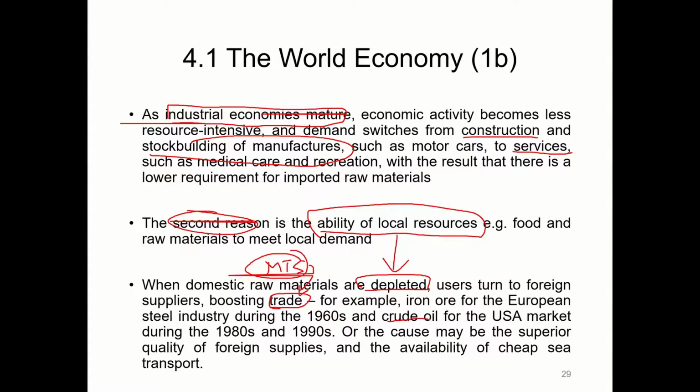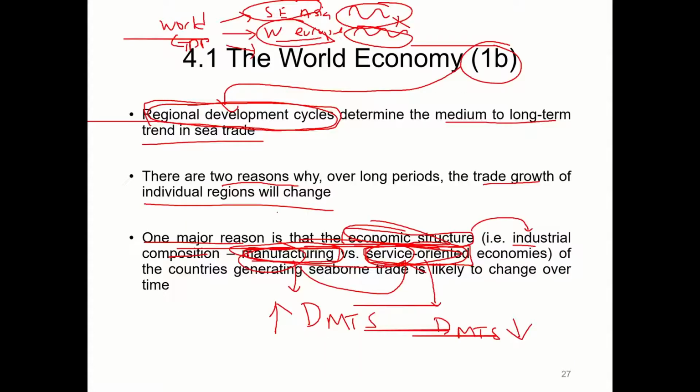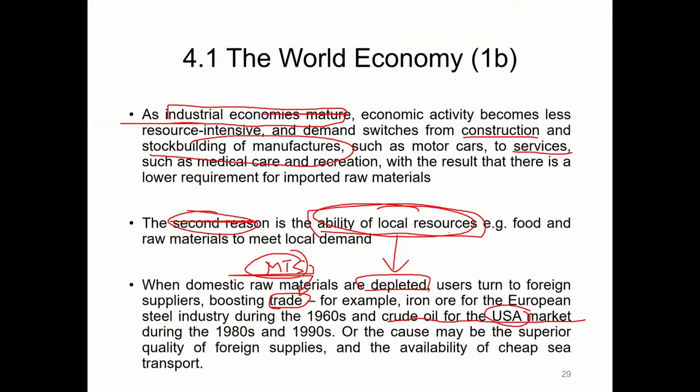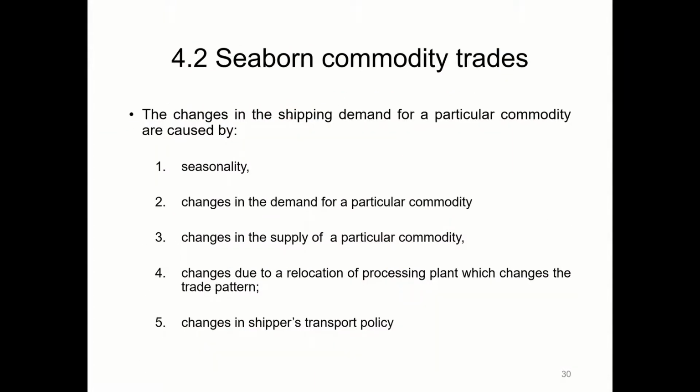And the same applies for the crude oil trade in the US market. Previously, the US had a lot of oil reserves, but right now they are beginning to import oil from other countries. And this also drives the demand for maritime transport services. So these are the two factors: the ability of local resources to meet local demand, and the economic structure, whether it is primarily manufacturing-oriented or service-oriented. And that completes the first factor, which is the world economy.